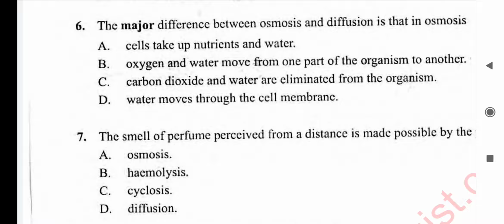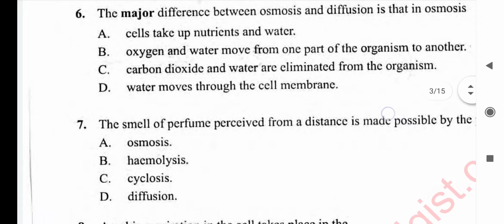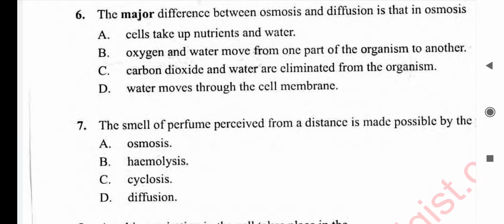But in osmosis, you have to have a membrane for osmosis to take place. So therefore, the answer is D. Water moves through the cell membrane.